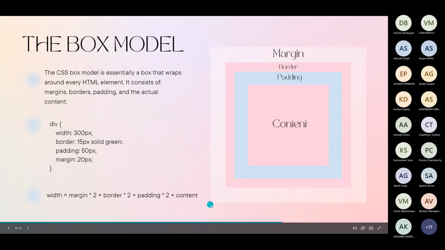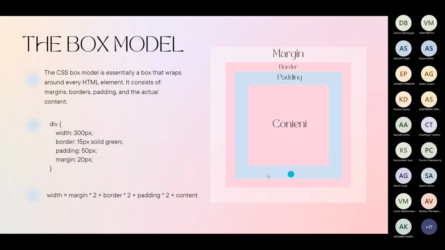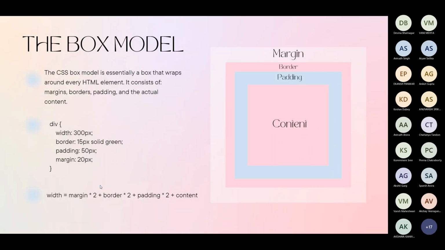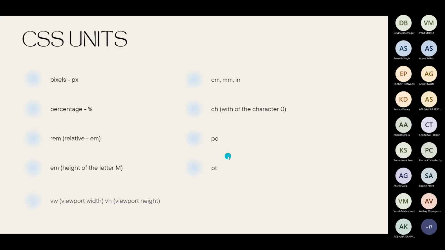Okay. So the width of this div will be this content width plus the padding plus the border and the margin. So you just don't add the single values. You need to add them twice because we have the padding on the left as well as the right. So that's how we will get the width. So twice the margin, twice the border, twice the padding, and the content width. And the sum will be the width of the whole element. Okay, so that's the box model.